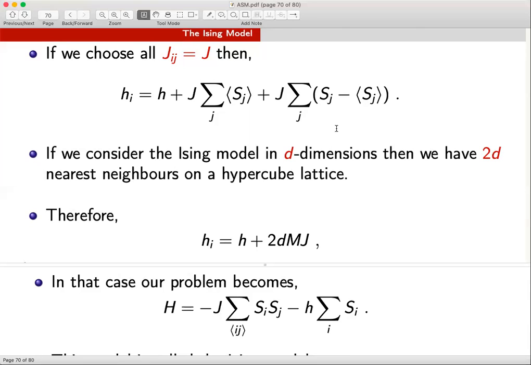What happens next is the important thing, and that is that we say that Sj minus average Sj is a fluctuation from the average value of the spin. If we say that Sj minus average Sj is small, then we can ignore the third piece in the Hi and just concentrate on the first two pieces.